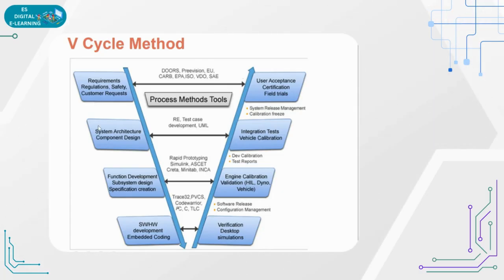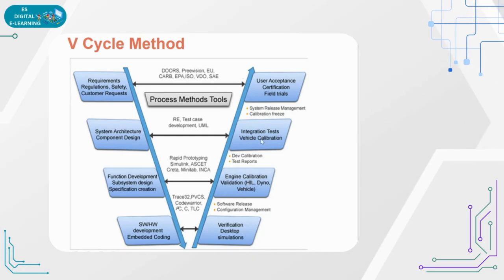Moreover, once you have the requirement, you will go with the design of the architecture. You will do the high level design, then the low level design, then you will do the coding. Then you will validate the coding, and you will do the unit testing and the integration testing.